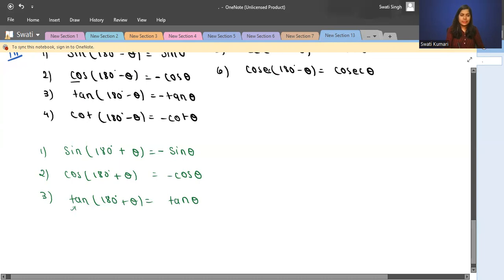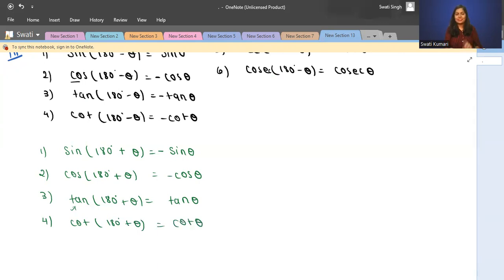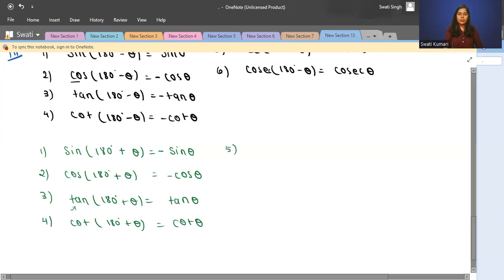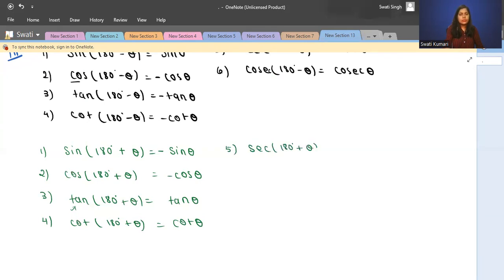And tan is positive in the third quadrant. So therefore, plus. Next, cot of 180 degrees plus theta, right? And this is going to be, again, just cot theta, because in the third quadrant, tan and cot are positive. Let us write down the next one, which is sec of 180 degrees plus theta, and sec is going to be sec only because of 180 degrees.